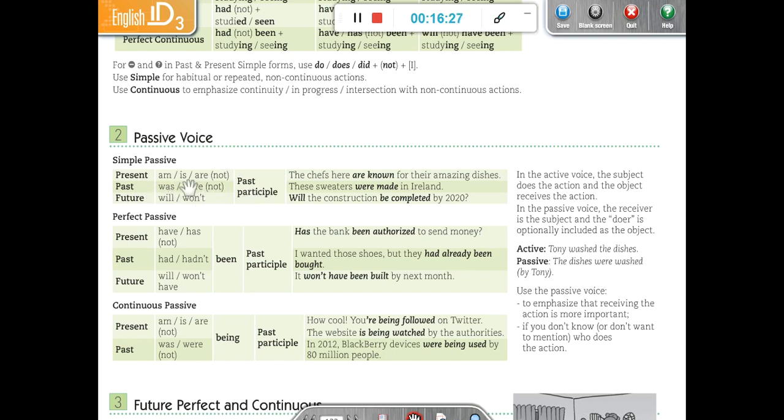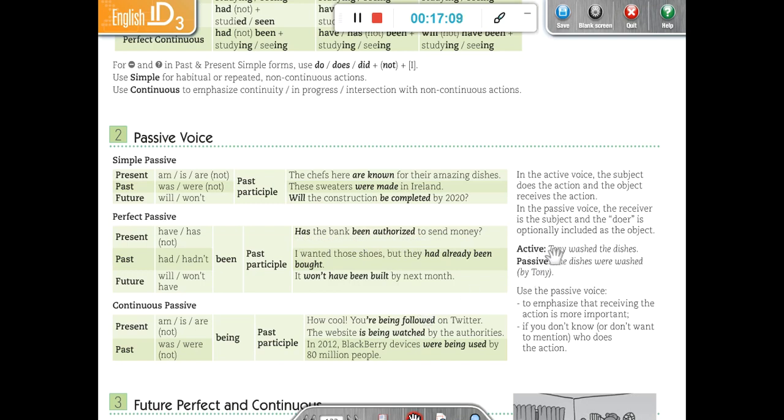As you see, this is a formula. So first is the object, then the verb to be in different ways. Yes, it's in present passive, present perfect, past perfect, future will. And then, of course, the verb in past participle. As we can see here, this is a question, so the auxiliary in the present perfect is has. Has the bank been authorized to send money? So this is no problem. As you remember, we already saw this, and it's very easy.